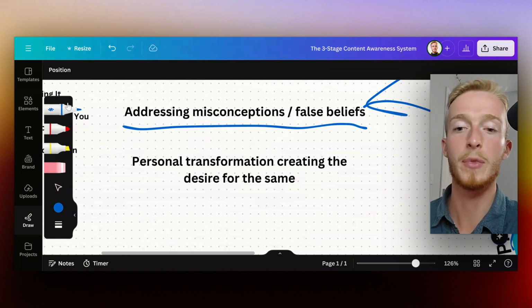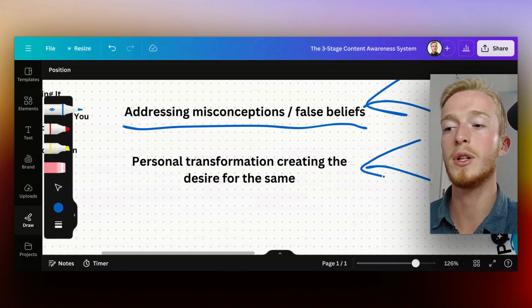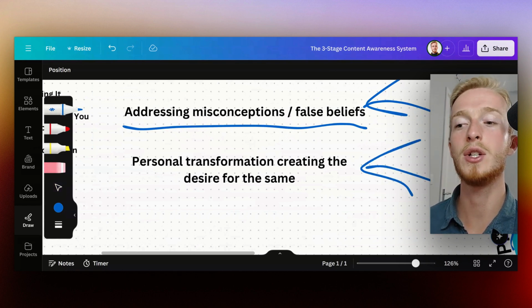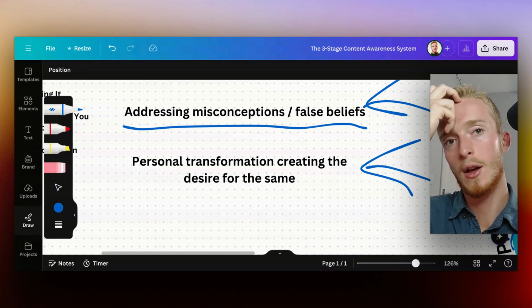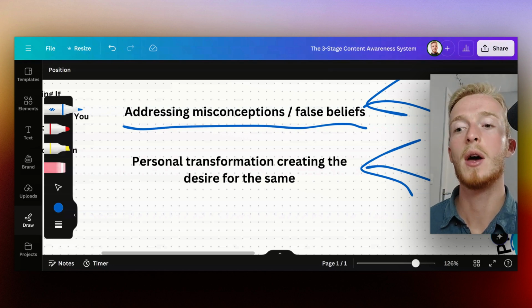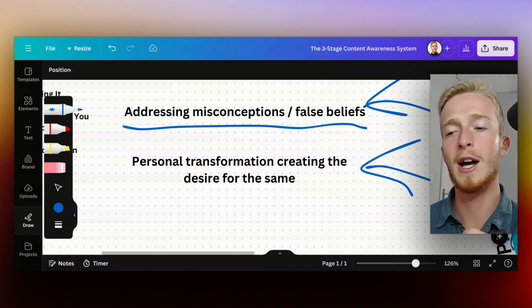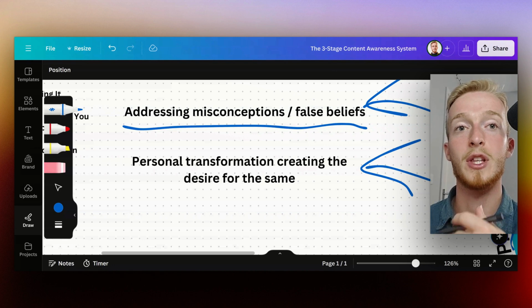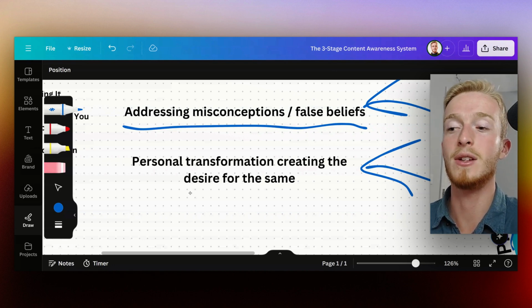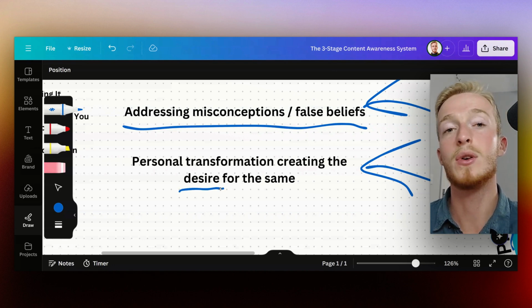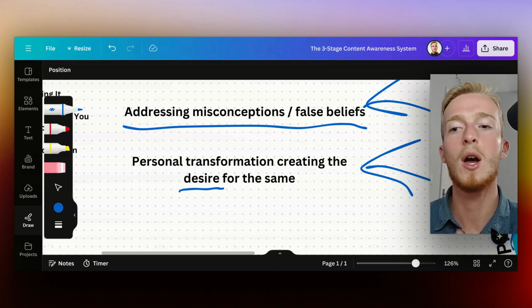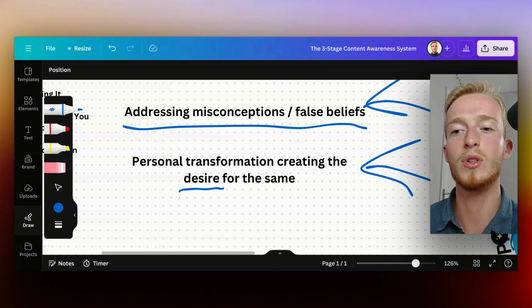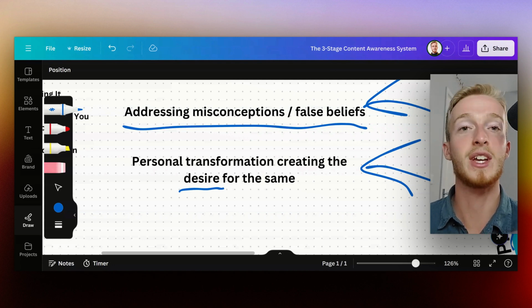So that's another thing. The next thing we can do is share a personal transformation that you had that creates the desire for the same result, for that same transformation. This could be something that you achieved, or it doesn't even have to be a desire. You could even make it the same mistake that you had. So, for example, for me, one of the big mistakes I made with LinkedIn was simply posting consistently and thinking that would get me leads.